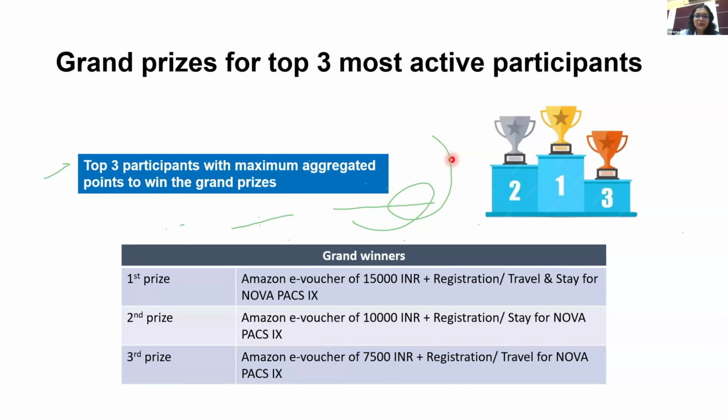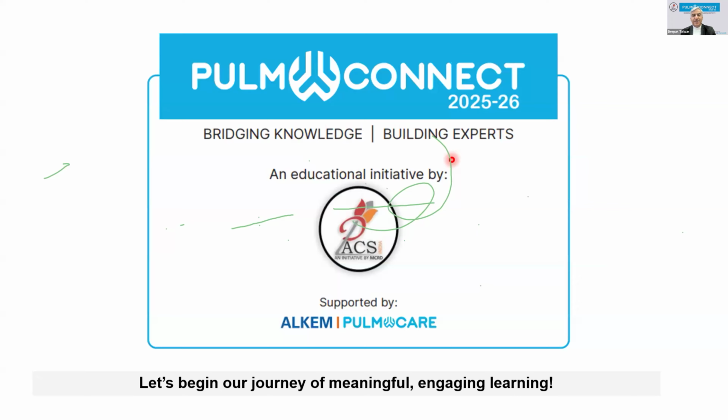So I request you all to please stay active throughout the session and join us for all the 8 sessions, because these grand prizes are for the top 3 active participants across the 8 sessions that we are going to have over the next 8 months. Don't forget, 10 points for each question you ask. You can accumulate a huge number of points by just asking your questions.